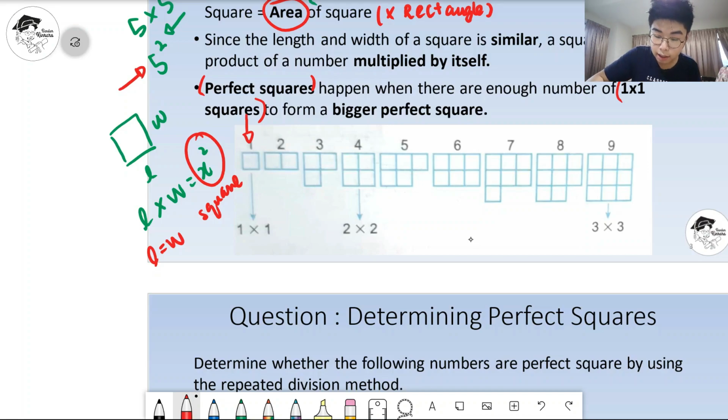Tahu tak? 1 times 1. This one box is 1 times 1. So now they are actually going to fill in the boxes. Okay? They are going to add the boxes. Nampak tak? Tambah 1, tambah 1. Okay? Actually that one already added. So, tambah 1 sini, tambah 1 sini, tambah 1 sini, tambah 1 sini. They are going to add the 1 by 1 boxes for you to get different numbers.